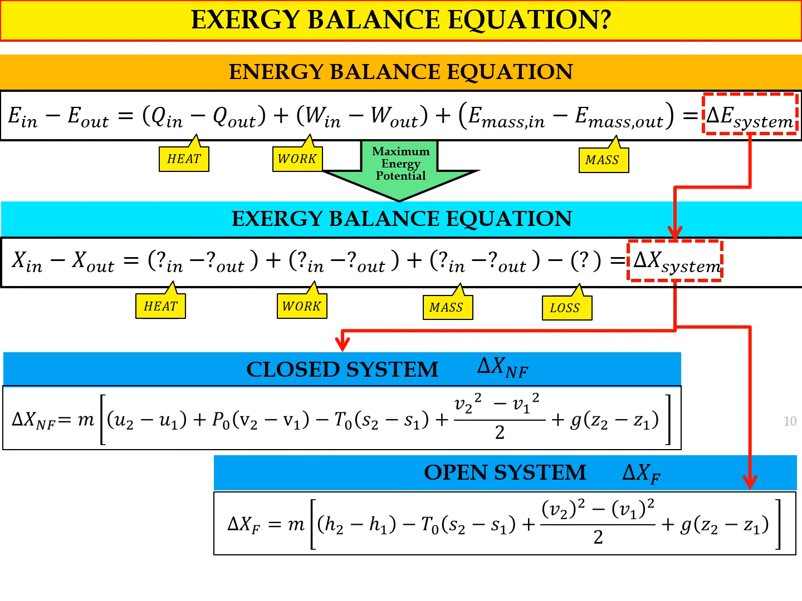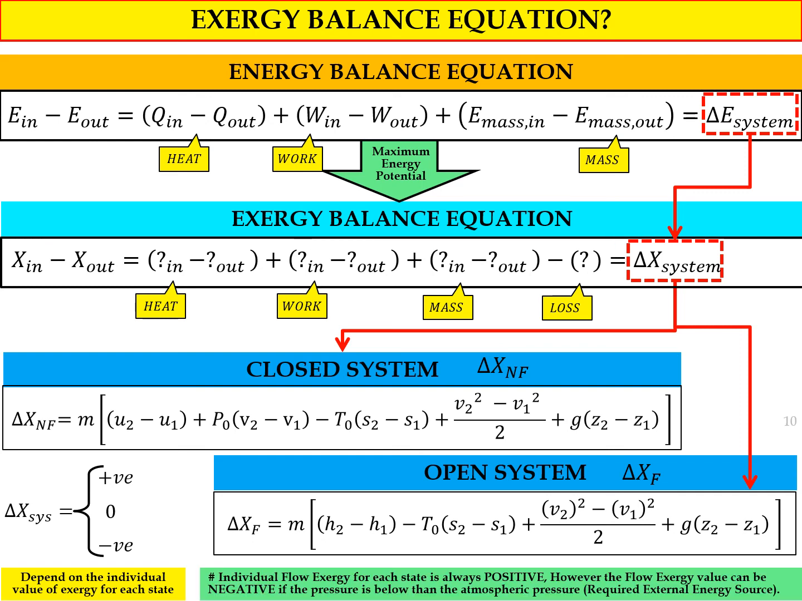So please take note of the difference between the energy balance equation and the exergy balance equation, and also please consider the system, whether it is a closed system or an open system. Please keep in mind the differences between open and closed systems, where, as you can see, for the open system the internal energy and pressure term turn into enthalpy. The exergy can be positive or negative, depending on the individual value of exergy for each state, while the individual flow exergy for each state is always positive. However, the flow exergy value can be negative if the pressure is below atmospheric pressure, so it requires external energy sources.